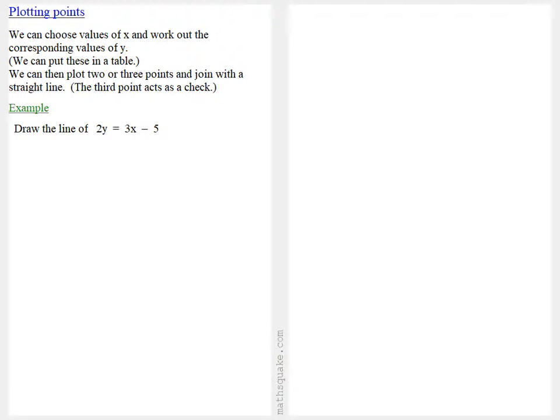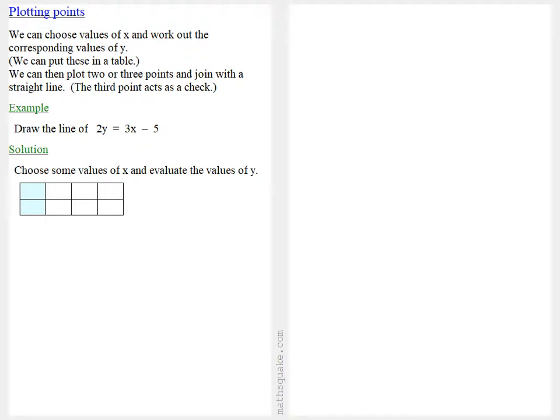So let's look at an example. Suppose we draw the line of 2y equals 3x minus 5. To solve this, we need a table. We choose some values of x, and for each of these, evaluate y. So let's draw a table with 2 rows and 4 columns. The first column is just for the labels x and y. We then choose numbers to go in the x row. Let's say -1, 1 and 5. And then we calculate the values of y.